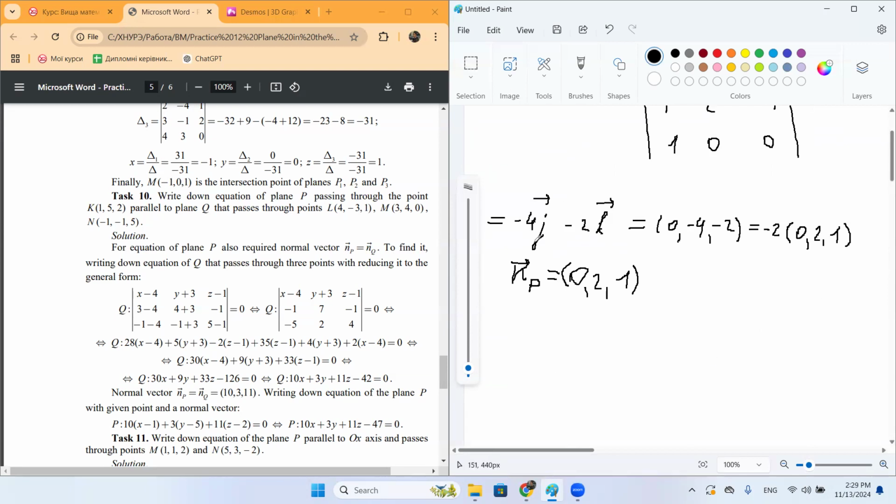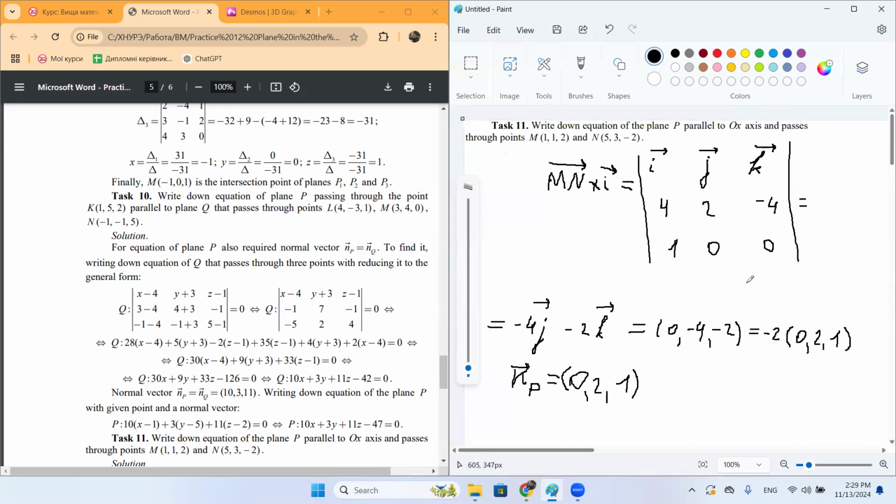So the normal vector we have, and now let's choose either point M or point N. I suggest you choose the point. Which of them do you want to use?